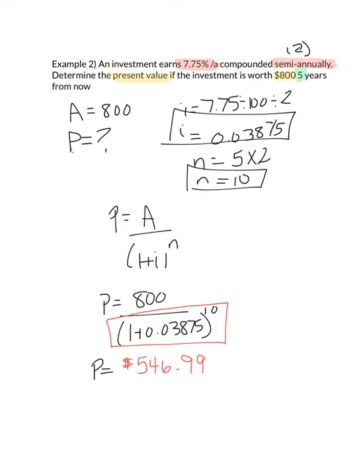The cool thing about these questions is that you're always going to be able to tell if your answer makes sense. If you use the wrong formula, for example, if you thought they gave you P and you wanted to find A, you'd get an answer over $800, which wouldn't make sense. This makes sense. If we invest $546.99 today, we will have $800 5 years from now.